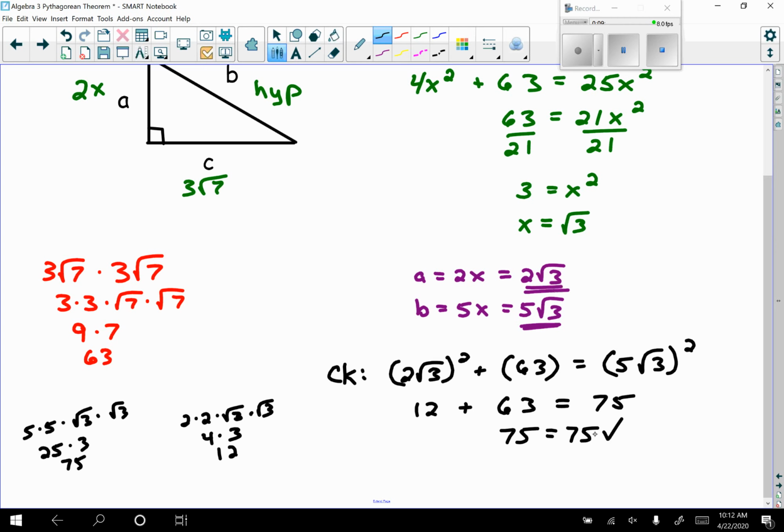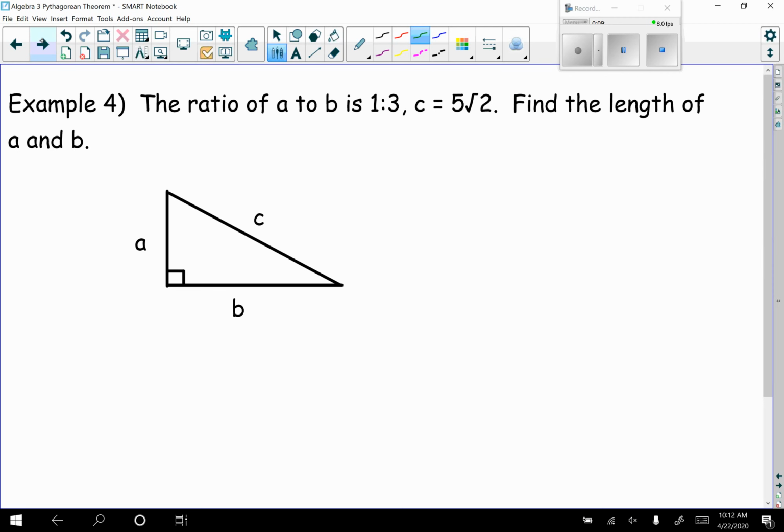So I know I have the correct values here for the lengths of side A and B. So again, these are the answers we were looking for. All right, go ahead and pause the video and give this one a try. It's very much like the last example, and then continue playing to see if you're correct with your work.